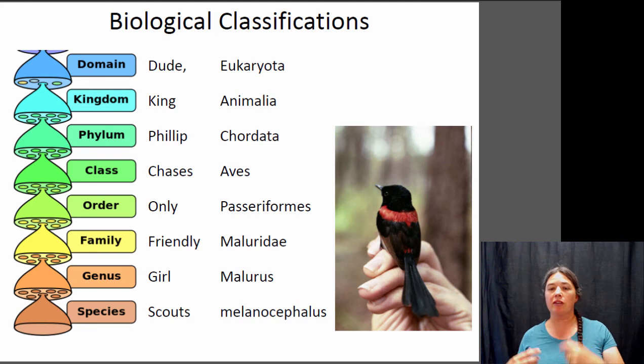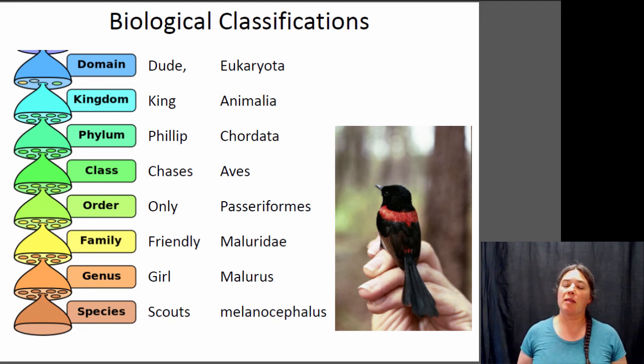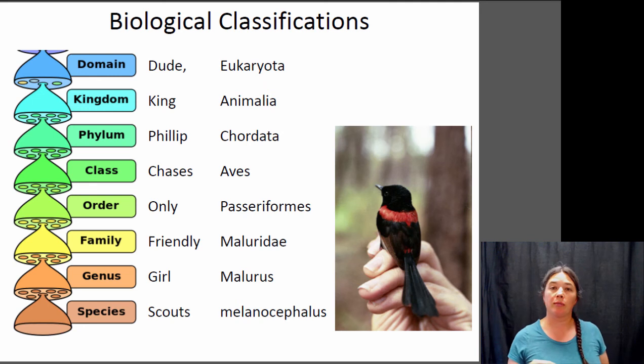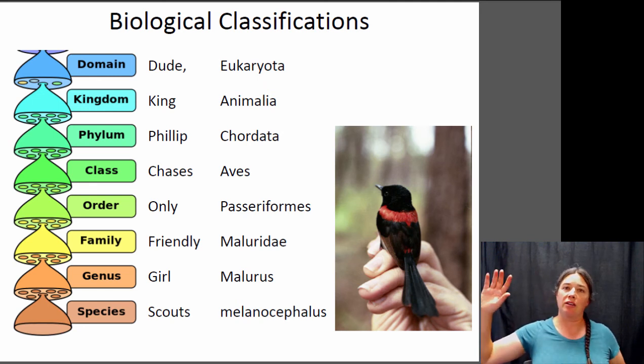So this here is an example. This is my favorite bird. This is a red-backed fairy wren, but it is classified within the domain Eukaryota, in the kingdom Animalia, in the phylum Chordata, in the class Aves, in the order Passeriformes, in the family Maluridae, in the genus Malurus, and in the species melanocephalus. So each organism that you have on the planet, you can classify into all these different groups.